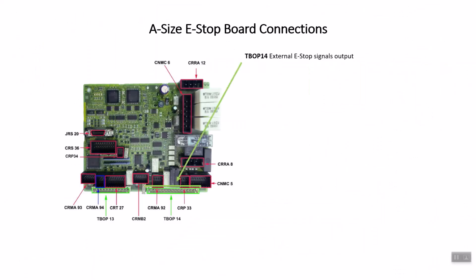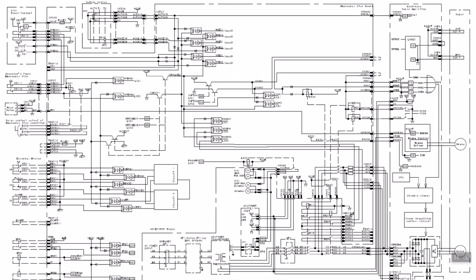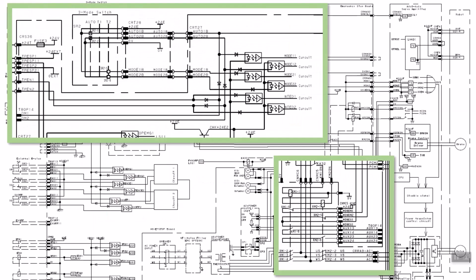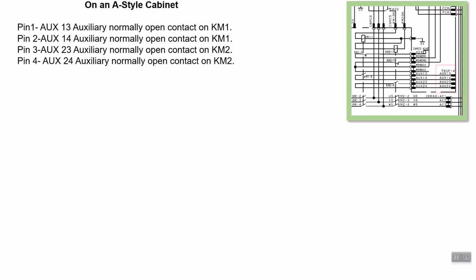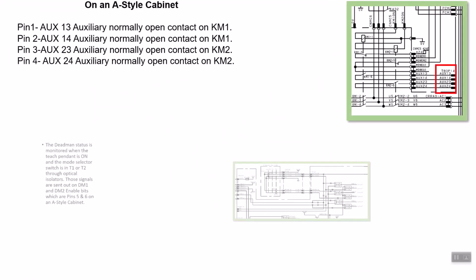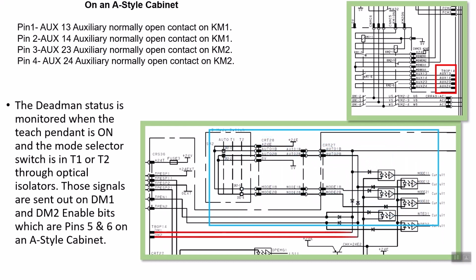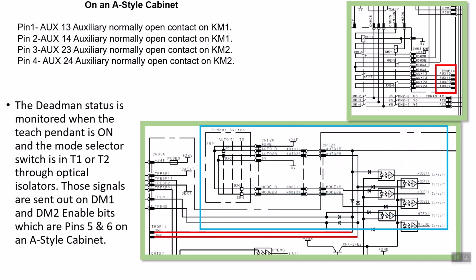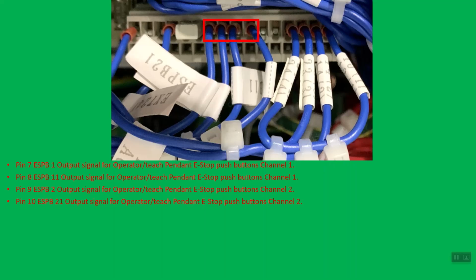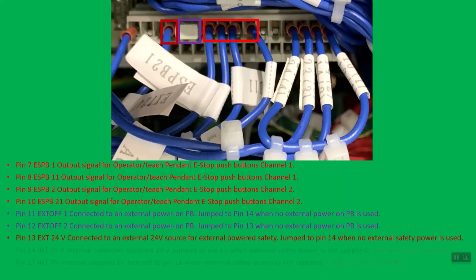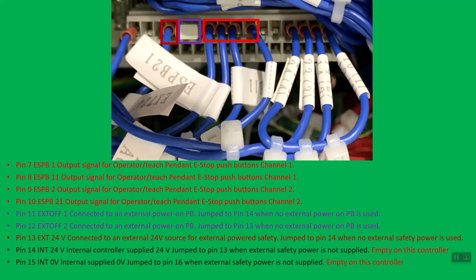Terminal block operator panel 14, or TBOP14, is a 16-pin connection used to monitor the state of KM1 and KM2, the deadman switch, and operator and teach pendant e-stops. It also has connections to 24 and 0 volt internal and external voltages, and connections for an external power on push button.